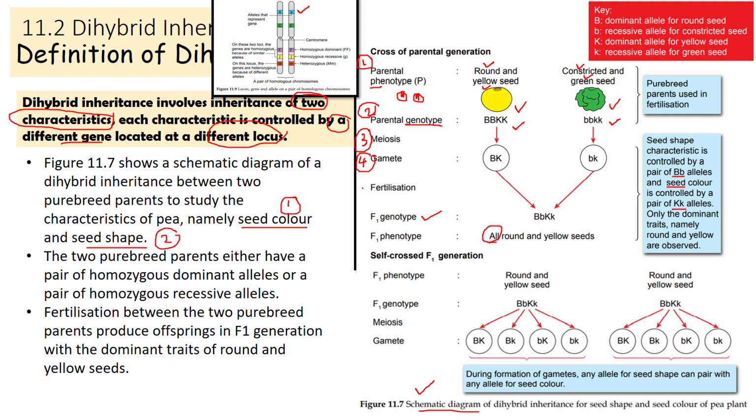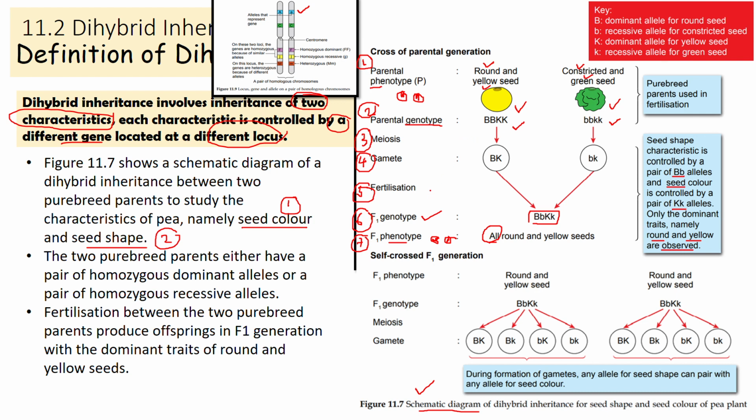Okay, next one is fertilization. Fertilization between the gametes produces F1, the first filial generation. First, we write down the genotype. Okay, so this is the letter combination of the F1 genotype. That means from here we can depict their phenotype, what can be observed. Okay, so only round yellow seeds are observed in the first filial generation.